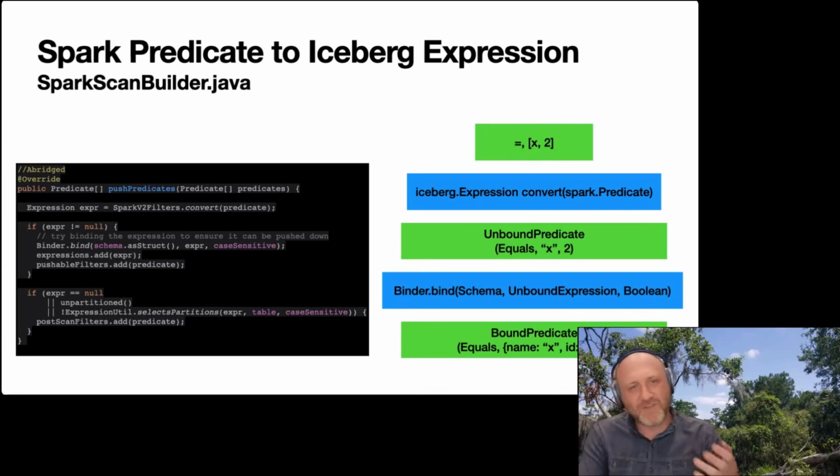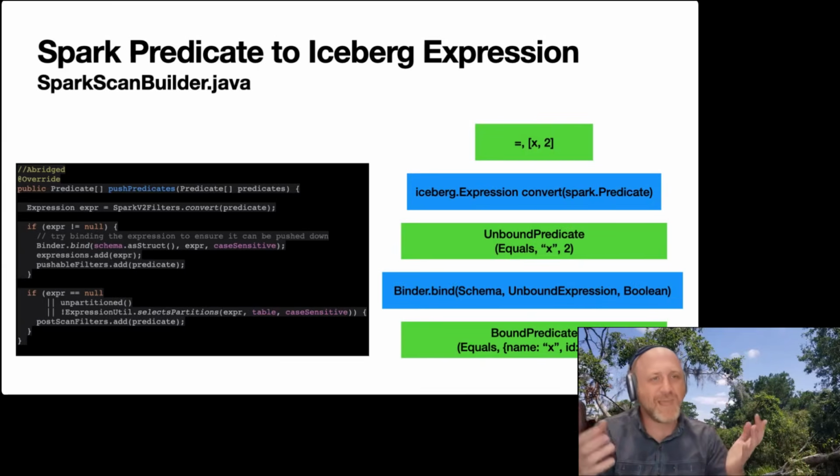And if so, we add it to the list of expressions we're actually going to try to push down inside of the Iceberg API. And the rest of the little fun stuff we do here with pushable filters add and post-scan filters add, that has to do with communicating back to Spark what we were actually able to do and what we were not able to do. The reason that we have that sort of stuff is that Spark has its own optimizations where if you say, hey, I've completely handled a particular predicate, Spark can then say, oh, then I won't reapply it in the compute layer.